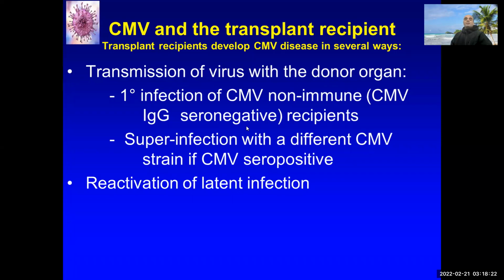CMV and the transplant recipient. The transplant recipient develops CMV disease in several ways: transmission of virus from the donor organ, or primary infection of a CMV non-immune recipient, superinfection with different CMV strains, or seropositive reactivation of latent infection.